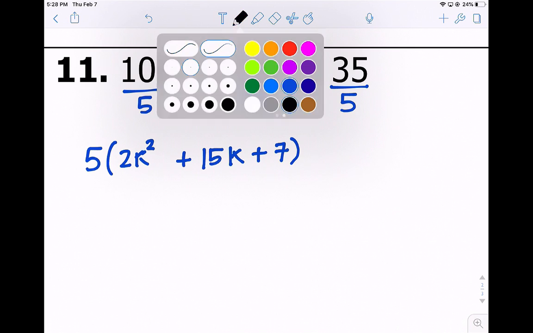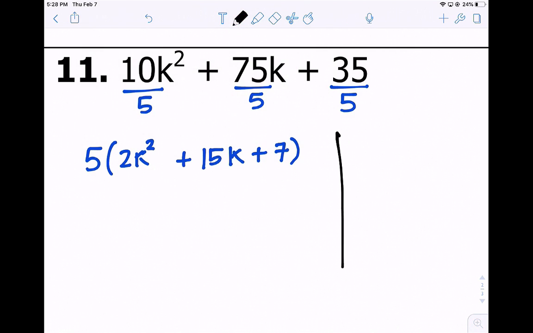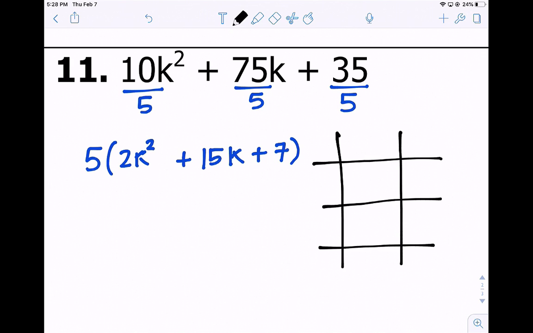So we're going to draw our tic-tac-toe grid. And then we'll fill in our trinomial. So we have 2k squared in the top left, 15k, that's the middle term, always in the bottom right, 7 in the top middle. Both of these are prime, so this actually works out in our favor. We just have to figure out where we put the 2 and where we put the 7. So 2k squared, the only way we can get that is 2k times 1k. 7, the only way we can get that is 1 times 7 or 7 times 1.